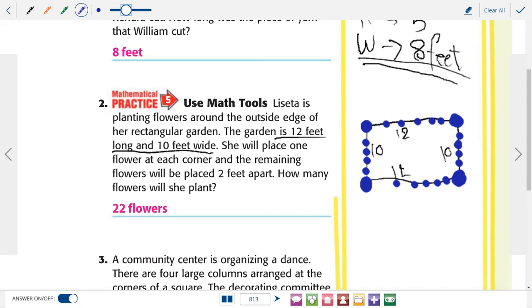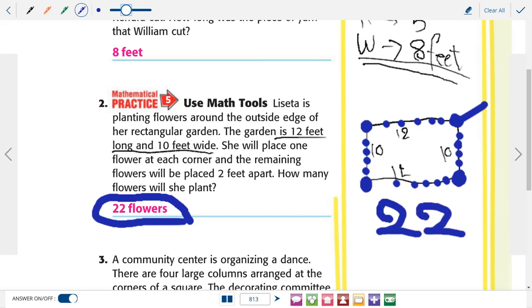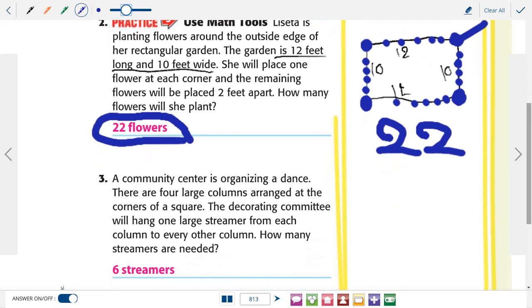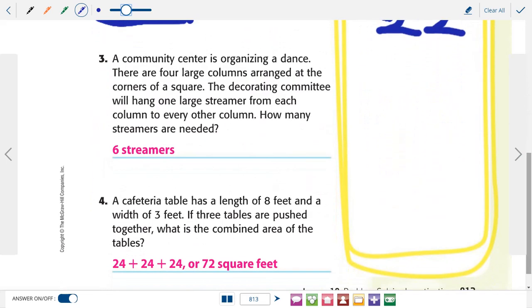Let's count them. Start from here. 1, 2, 3, 4, 5, 6, 7, 8, 9, 10, 11, 12, 13, 14, 15, 16, 17, 18, 19, 20, 21, 22. That's why the answer is 22, because we planted 22 plants. Is it clear? I think it is. We use the diagram to do this question.